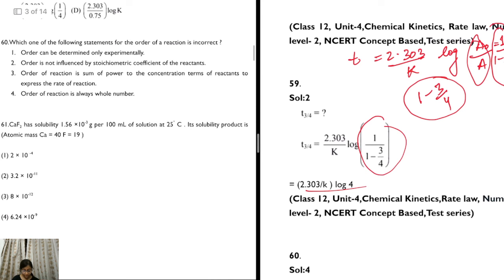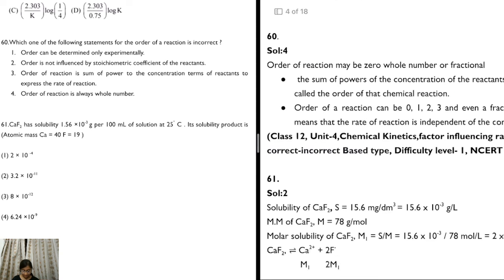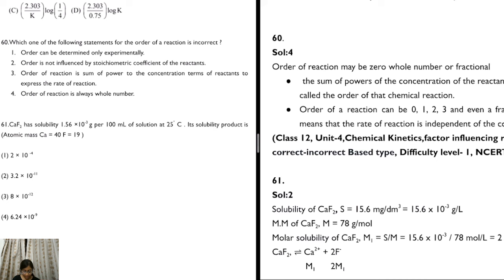Now in the next question, which one of the following statements for the order of a reaction is incorrect? We have to tell the incorrect statement. Let's see. We know order can be determined experimentally, yes. Order is not influenced by stoichiometric coefficients of the reactants. Yes, this is also correct. In a complex reaction, it is never affected.